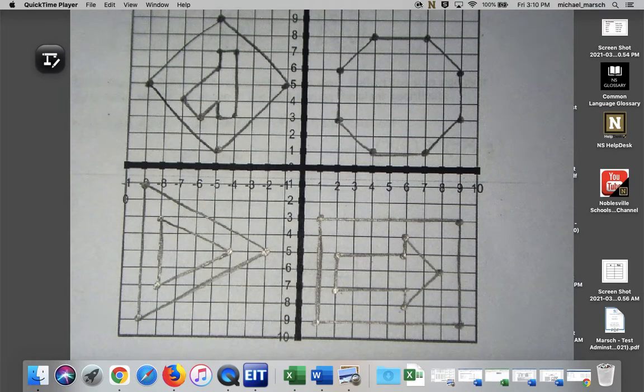2 hours of math to move a circle 3. 2 hours.